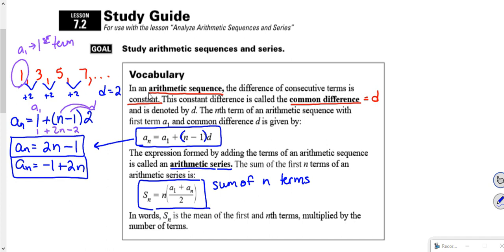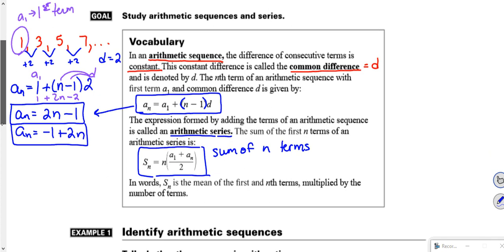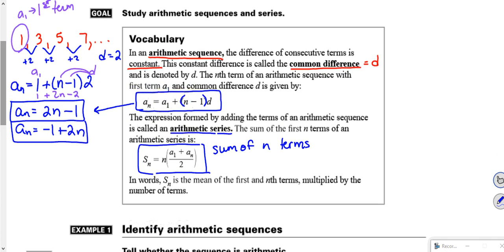So for instance, let's use my little example that I have right up there again and find the sum. Let's just do the first 4 terms.